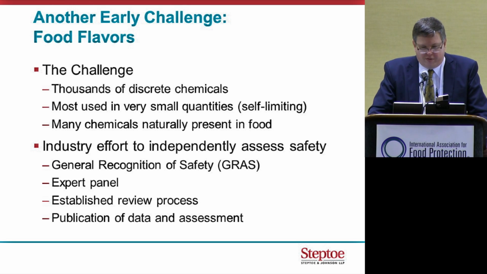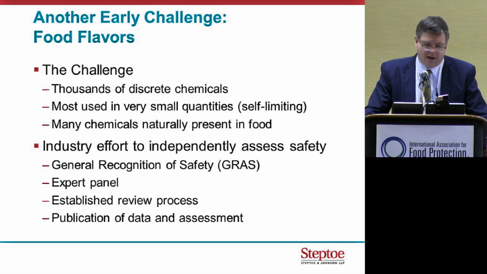So the other part of the challenge that got us here was the challenge of dealing with food flavors. Food flavors are probably the largest discrete group of food ingredients available. There are thousands of discrete chemicals. Most are in food at very small quantities, and their use is self-limiting. A little bit of a flavor makes a food taste good. Too much makes it unpalatable and inedible. And many of the chemicals are synthetic versions of what's naturally present in the food.